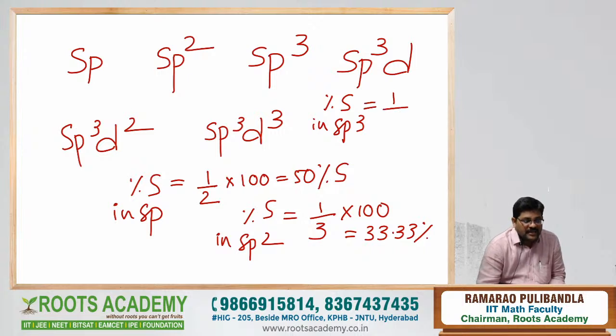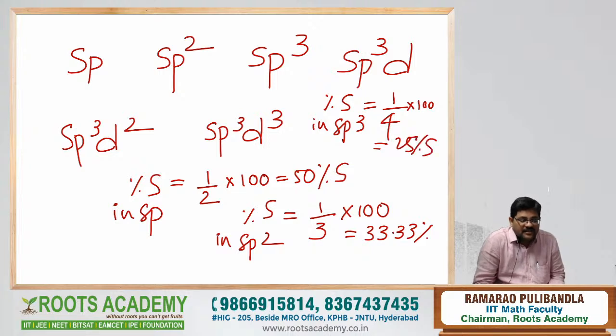One s orbital is there. sp3 means what? 4 hybrid orbitals are there. 1 by 4 into 100, that becomes 25% of the S character. In this way, sometimes in the examination they ask questions regarding the percentage of the S character. How do you know the percentage of the S character?